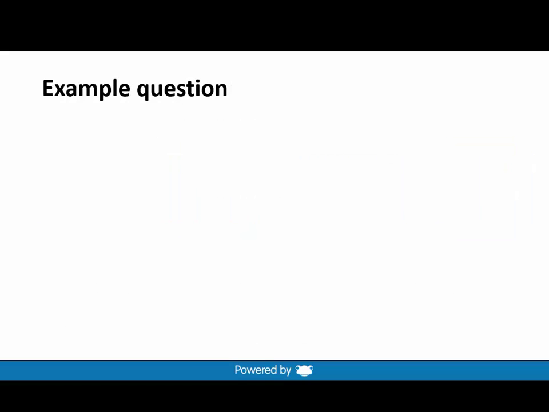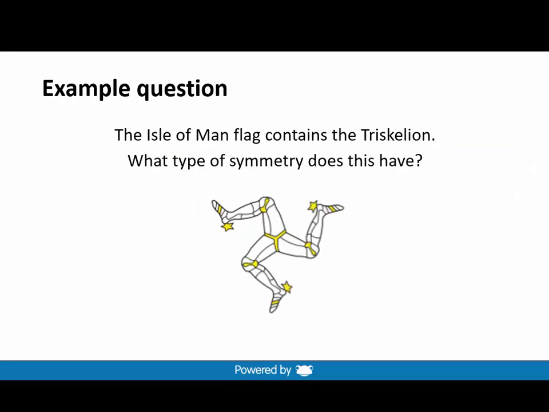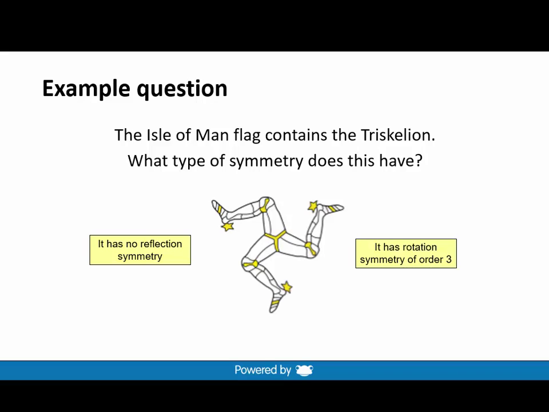Let's look at an example question. The Isle of Man flag contains the triskelion. What type of symmetry does this have? Well, it has no reflection symmetry. There is no point that I could put a mirror line through this shape where I would have the same on both sides. But it has rotation symmetry of order 3. I could rotate it into 3 different positions where I would still see the same shape.